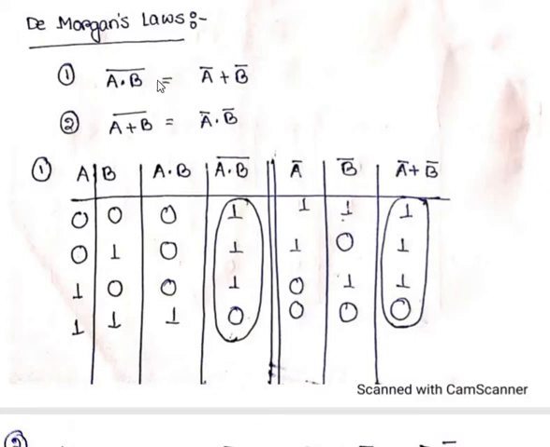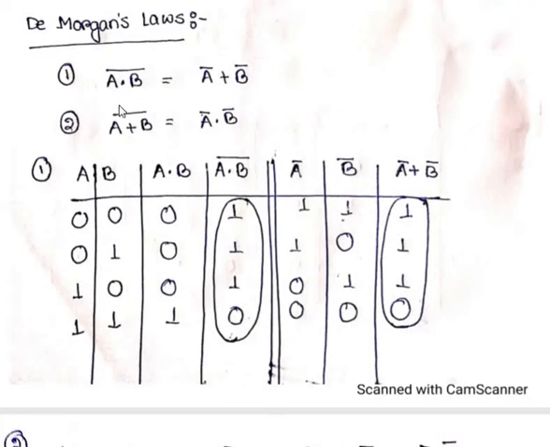First we will calculate (A into B) whole bar. Then we will calculate A bar plus B bar. Then we will check whether the results of these two are the same or not. If both the results of left hand side and right hand side are the same, then we can say that left hand side is equal to right hand side.